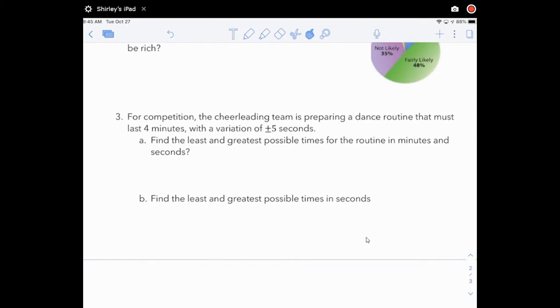And you're given kind of the same type of thing down here for question number 3. For competition, the cheerleading team is preparing a dance routine that must last 4 minutes with a variation of plus or minus 5 seconds. So that kind of means the same thing. Variation means that we're giving ourselves a little bit of leeway. So 4 minutes, adding that 5 seconds on either end. So find the least and greatest possible times in minutes and seconds. And then this question is just asking you to completely change it all into seconds. So that question, definitely make sure you're paying attention to the units that you're working in. Whereas I'm talking about 4 minutes here, but that variation or that margin of error is in terms of seconds.